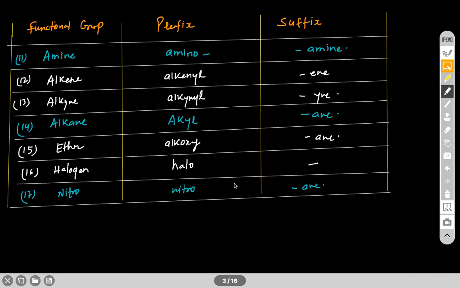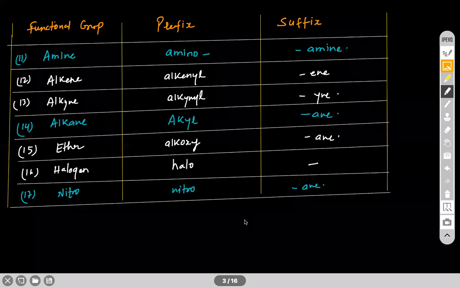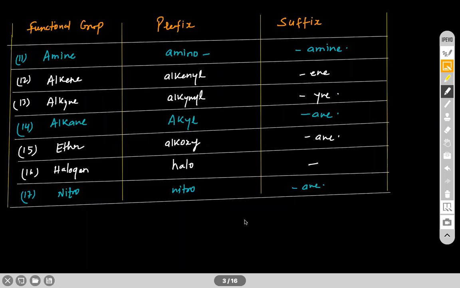The 16th one: there is no suffix for halogen. Generally we write alkyl halide. For a halogen atom, suppose we have CH3CH2Cl, we'll write ethyl chloride. So you can write alkyl chloride for that.